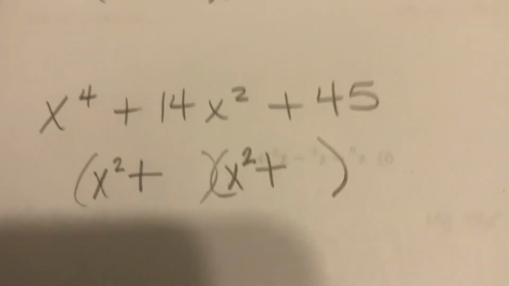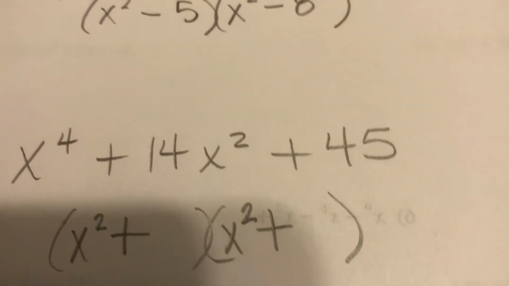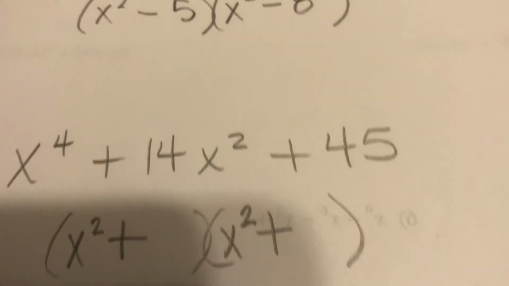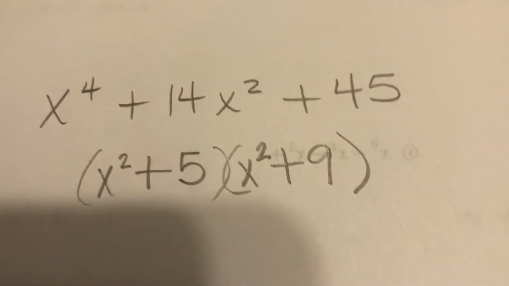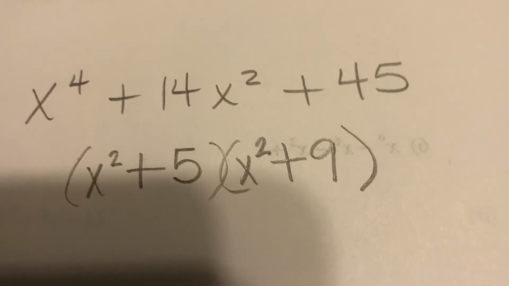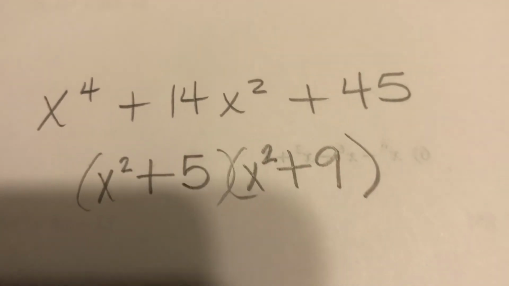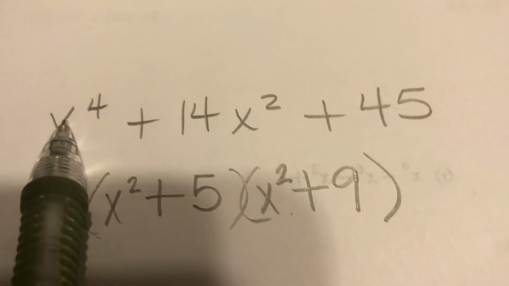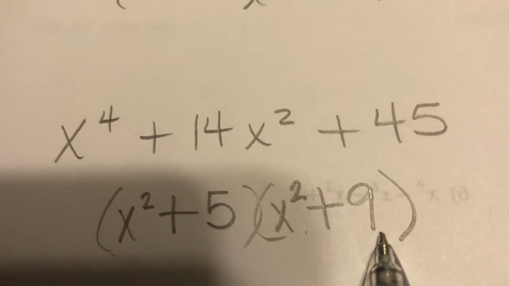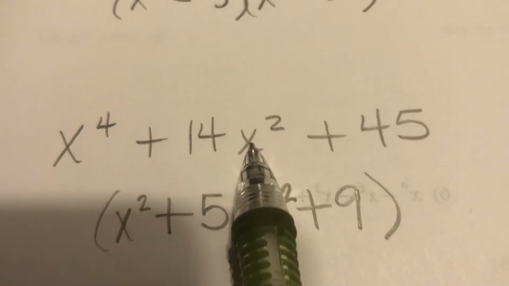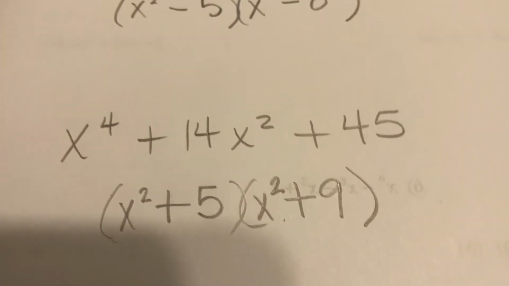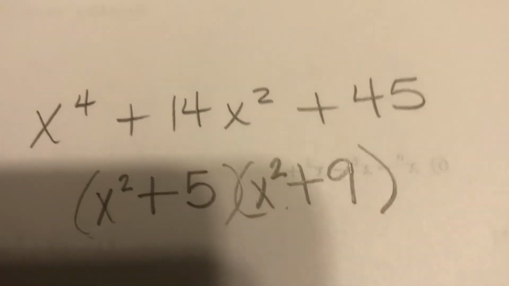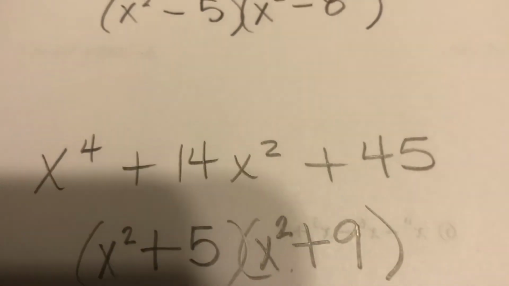1 and 45, no. 3 and 15, no. 5 and 9, yes. And it doesn't matter which order I put it in because they both are positives. X squared times x squared is x to the fourth. X squared times 9 is 9x squared plus 5x squared is 14x squared. 9 times 5 is 45. And so that works.